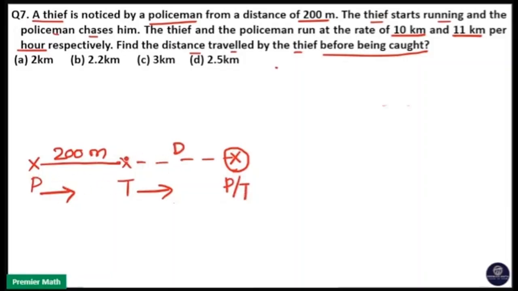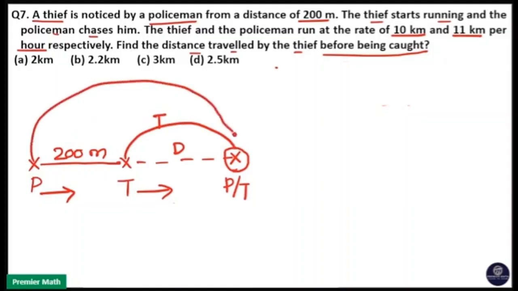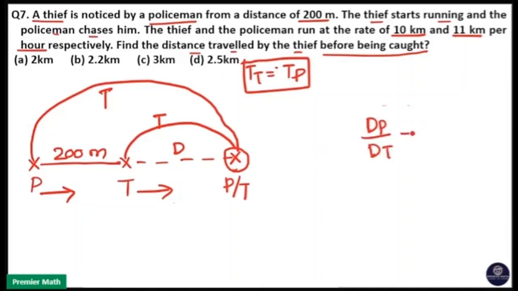Here you can see time taken by the thief to reach this point X is same as time taken by the police to reach this point X. That's why police catch this thief at a point X. So here time taken by thief is same as time taken by police. That is why time is constant here. So, whenever time is constant, distance taken by police divided by distance taken by thief is same as speed of police divided by speed of thief.